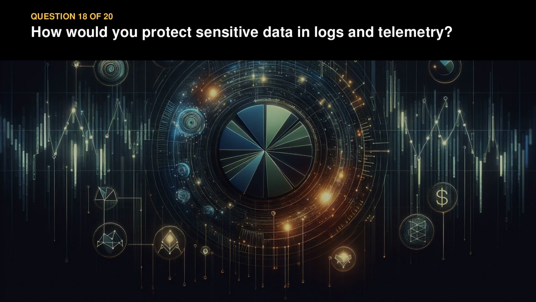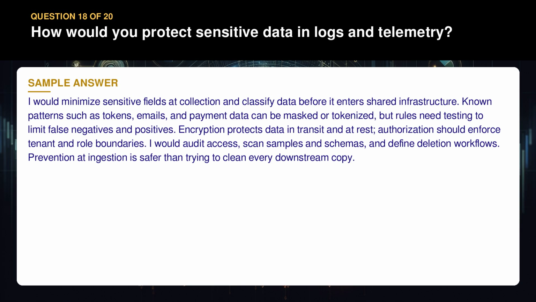Question 18. How would you protect sensitive data in logs and telemetry? I would minimize sensitive fields at collection and classify data before it enters shared infrastructure. Known patterns such as tokens, emails, and payment data can be masked or tokenized, but rules need testing to limit false negatives and positives. Encryption protects data in transit and at rest.